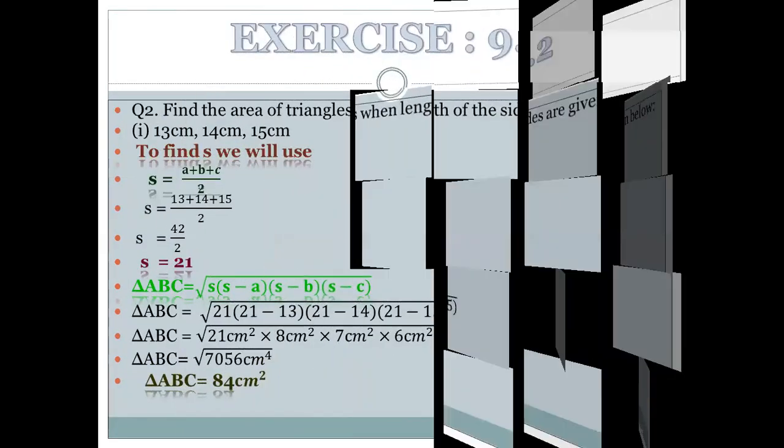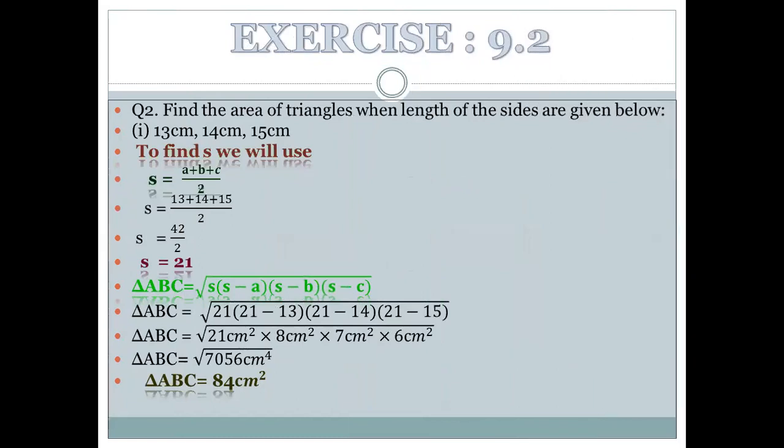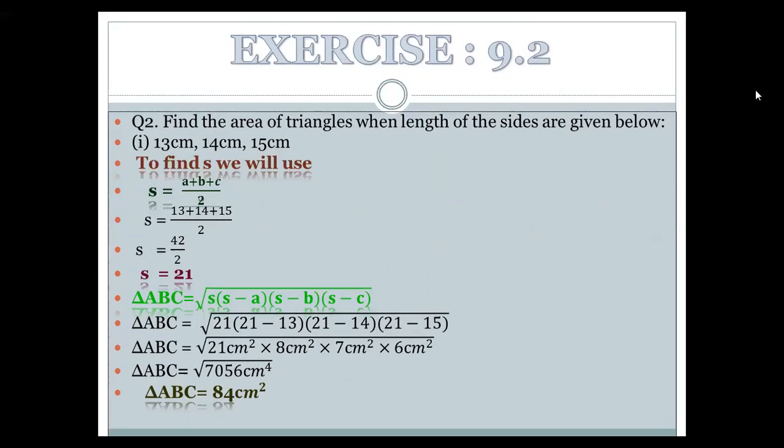The exercise has 5 questions, but we will do 2, 3 and 4 only with 2 parts, because in all the questions only one formula we apply: area is equal to root of S into S minus a, S minus b and S minus c.